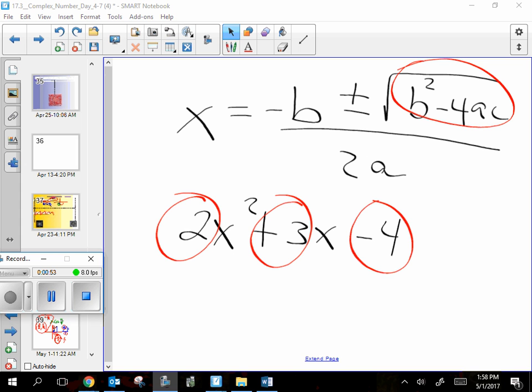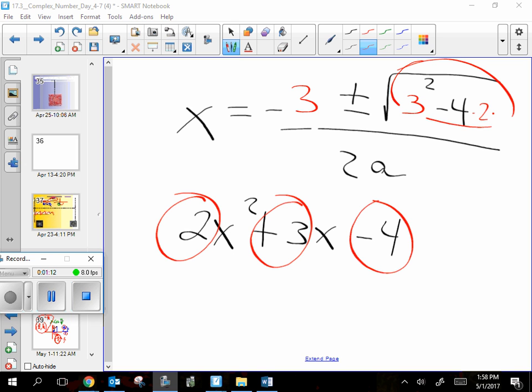Okay, let's see who's got it right. You should have had a 3 on your side. Yes, that's a 3. And then where's the other spot where there's a 3? Over there, where the B is. Yes, that's a 3. And the A was actually what? 2. Good. And then the C was -4.